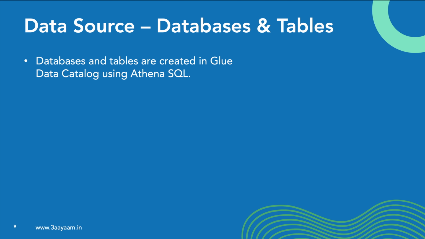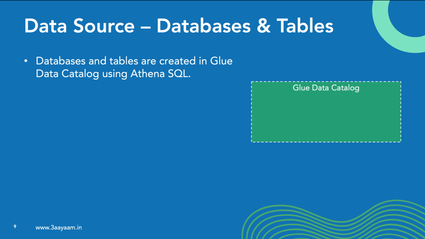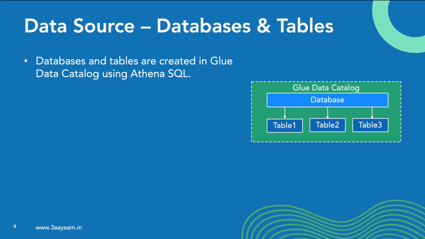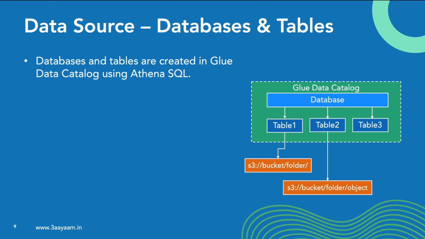So what are the various data sources or components of data sources that we need? Of course, we have databases and tables which are created in the Glue data catalog, either using Glue crawler or using Athena SQL. We can use both Glue crawler and Athena SQL to create the databases and tables. So let's say this is the Glue data catalog and we create a database. Tables are nothing but logical groupings which are put inside of a database. And these tables point to a particular location in an S3 bucket or folder or object. For example, table 1 is pointing to s3://bucket/folder. Table 2 is pointing to an object, and let's say table 3 is pointing to another folder.